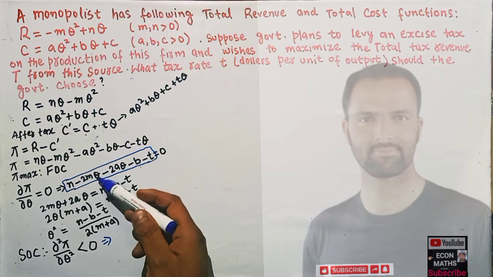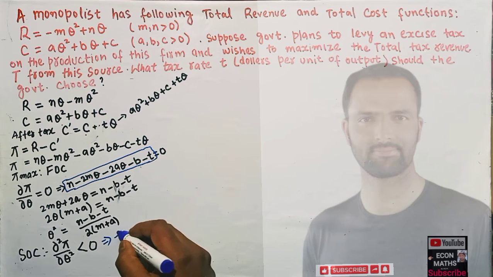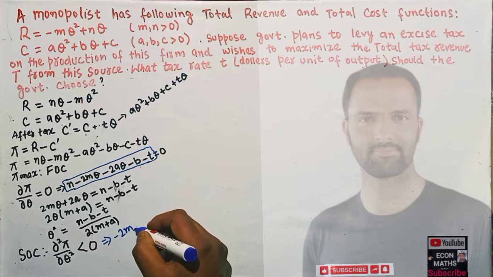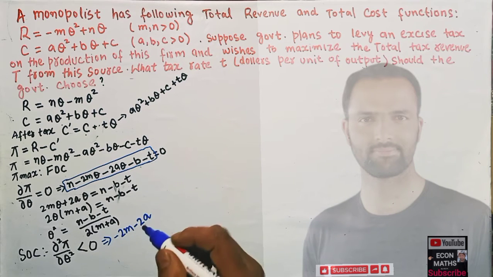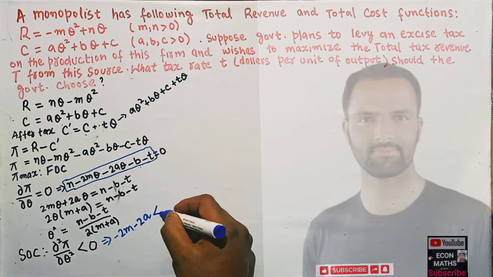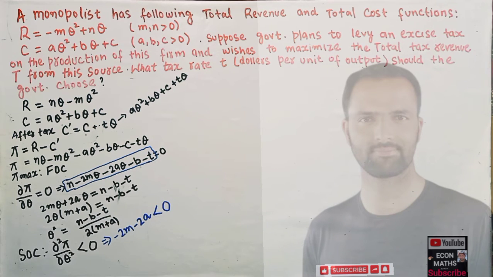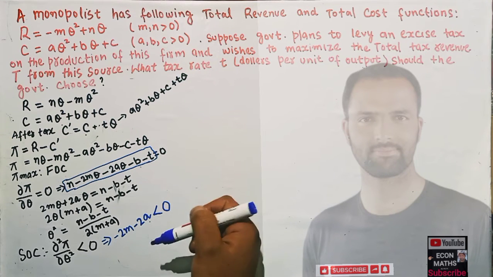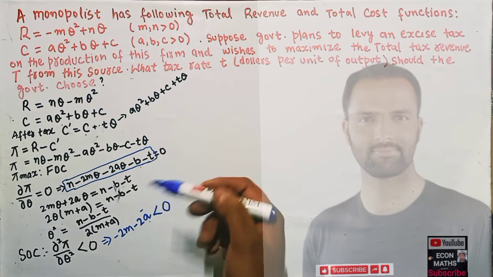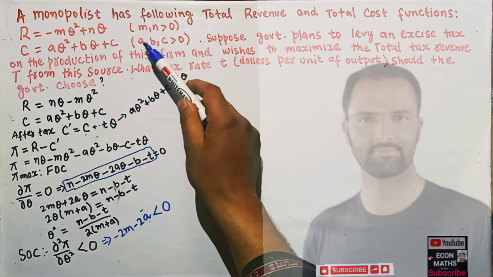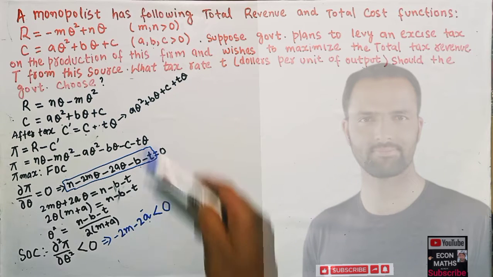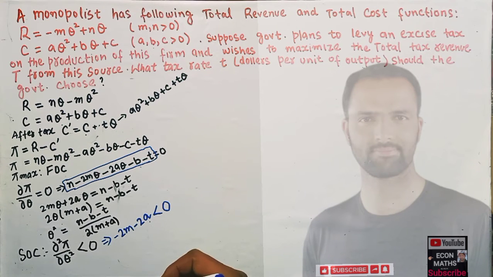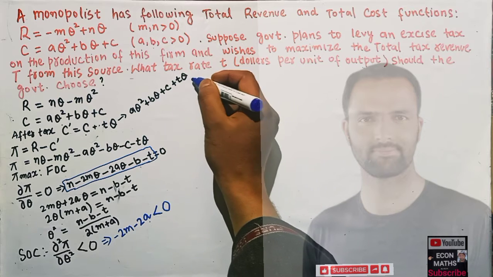Since q is here, the derivative of q is 1, so we are left with minus 2m. Here also we have q, the derivative of q is 1, so we are left with minus 2a. And we can easily see this is less than 0. Now you can ask, what happens if this a is less than 1? It is a negative number. But it has already been clarified that these numbers a, b, c, m are greater than 0, so there is no way that this whole thing will come out to be greater than 0. So both conditions are satisfied.